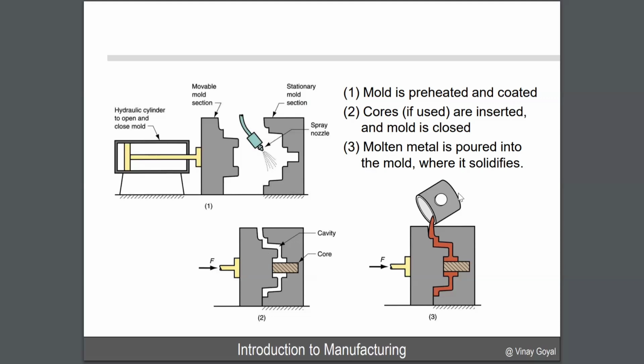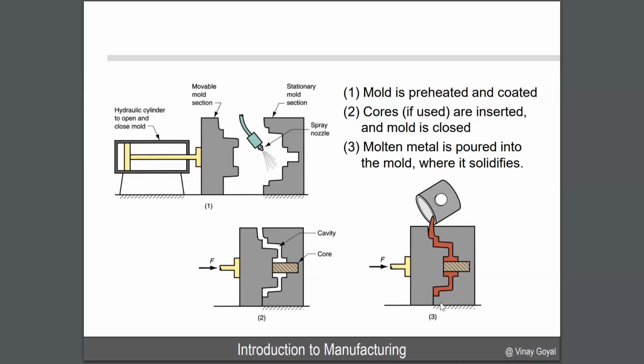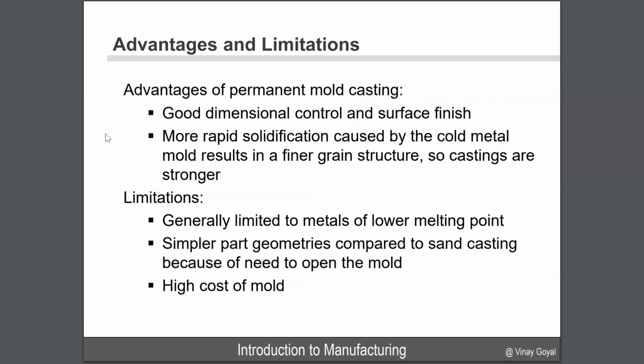And next, you pour the molten metal. Here you can see the core is in place. The chaplets are basically the mold themselves, keeping it in place. When I push the molten metal through, it will solidify. And then once it solidifies, you can take the hydraulic cylinder and pull it apart. So what is the advantage of this? You get good dimensional control and more rapid solidification, but the limitation is you're limited to metals with lower melting point. And you can make only simple part geometries compared to the other ones that you saw.